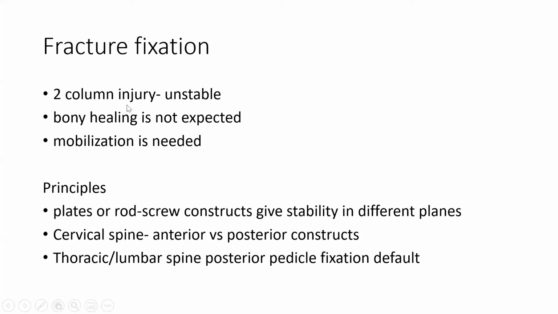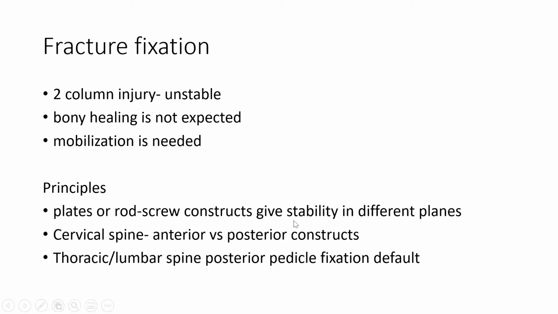So when is a fracture unstable? In general, if you have a two-column injury, that fracture is unstable. Very simple: if your anterior column is disrupted and your posterior ligamentous complex is disrupted, it's an unstable fracture. That needs to be stabilized. Where you don't expect bony healing, so in a discoligamentous injury, a soft tissue or ligamentous Chance or a cervical dislocation, we don't expect bone to heal. And we want to get the patient mobilized. Obviously not everyone can lie in bed for a prolonged period of time. The instrumentation allows us to get them up.